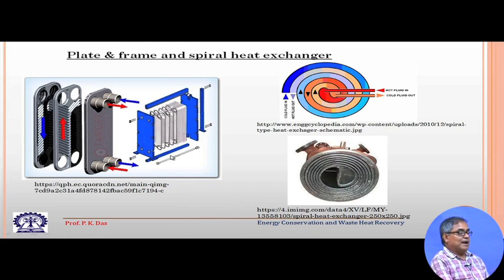Then we go for plate and frame heat exchanger. These kinds of heat exchangers are more common compared to the spiral plate heat exchanger. In plate and frame heat exchanger, there are a number of plates. These are thin metallic plates, and these plates are not plain. On these plates, there are some sort of surface features, and when two plates come close together, these surface features provide the flow path.